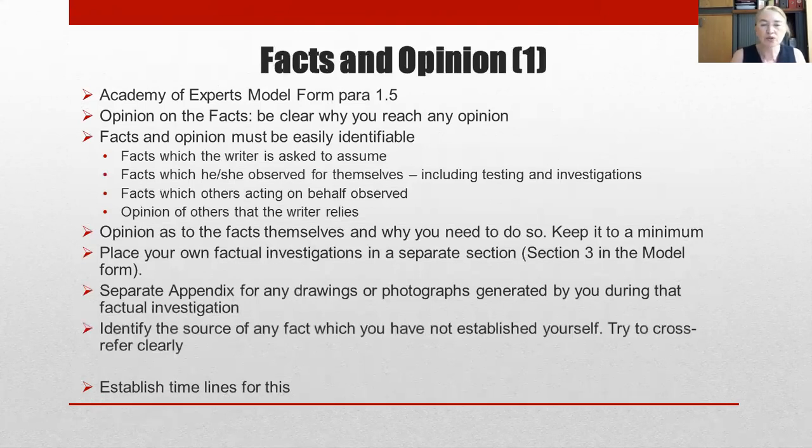As I said, identify the source of any facts, and likewise when you put them in, always make sure you chase the solicitor for finalised witness statements. Don't rely on witness statements that are not signed. Always make sure they are the signed versions for the whole process, so you're quite clear as to what you have to produce and by when.